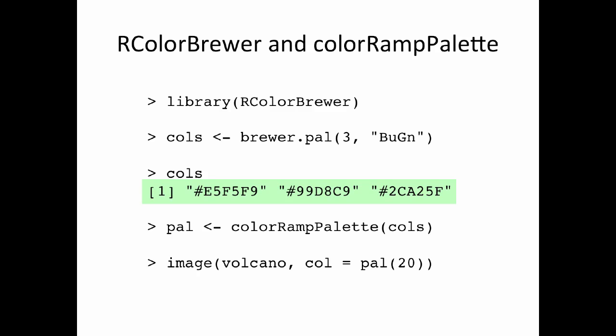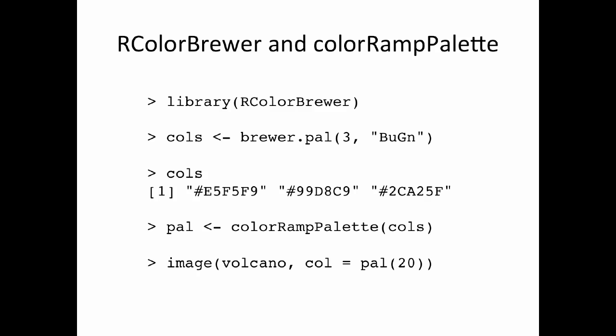And if you're fluent in hexadecimal, you'll know what these values are. But it's not really important to know exactly what the colors are. You'll be able to see them on the screen. So what I'm going to do is pass this palette of colors into the colorRampPalette function. And it's going to return a function that I'm going to call pal.